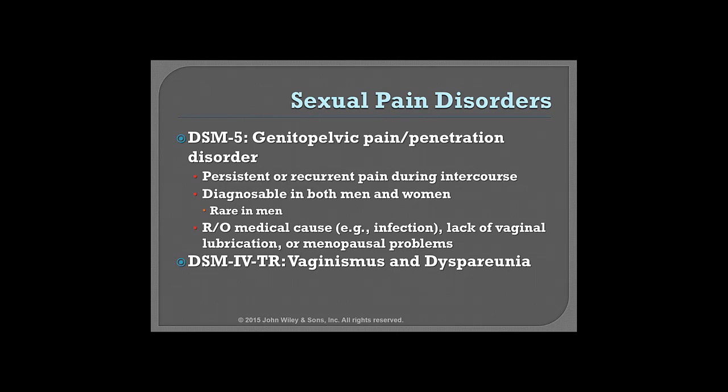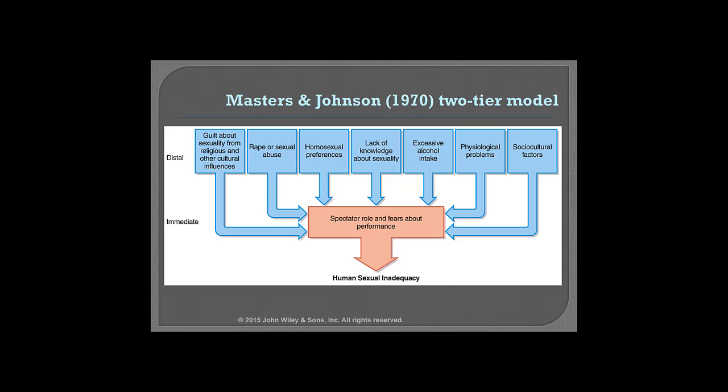So earlier on in this segment, I talked a little bit about Masters and Johnson's work, their research looking at the sexual response cycle. And when thinking about human sexuality or sexual encounters between individuals, they identified both immediate and distal causes that can contribute to sexual dysfunction. So I'm going to take a second here. I want to look at the distal causes first.